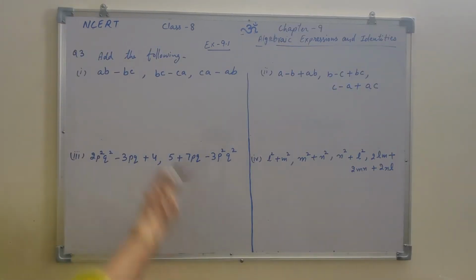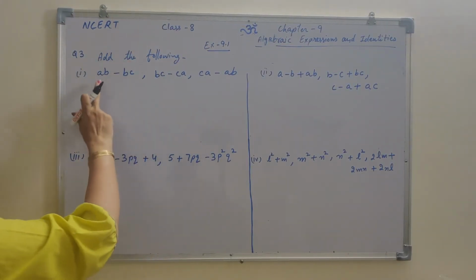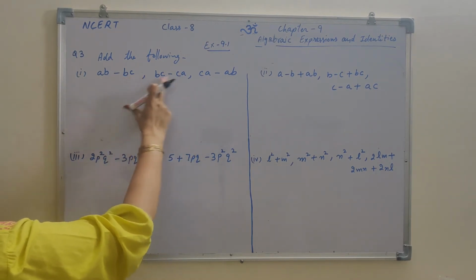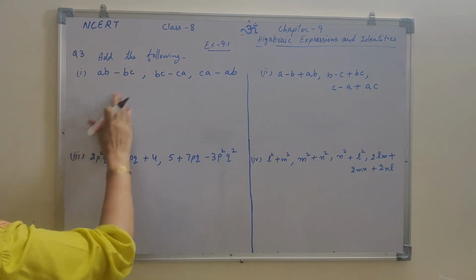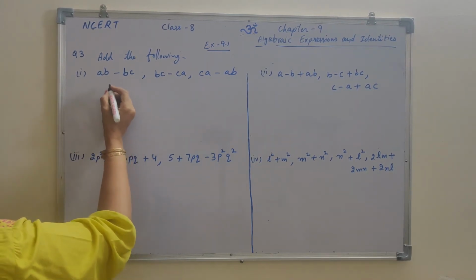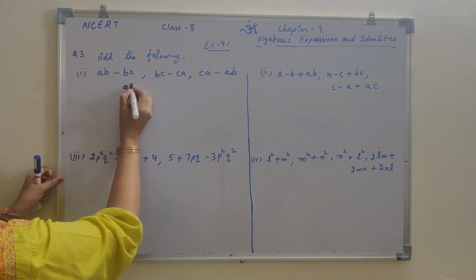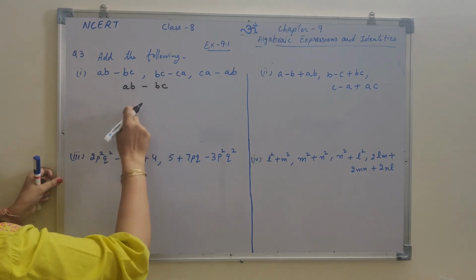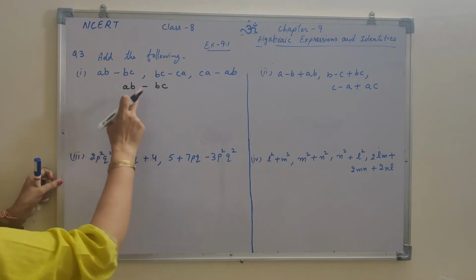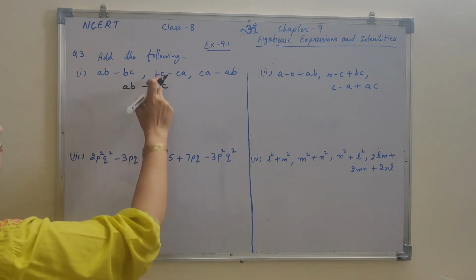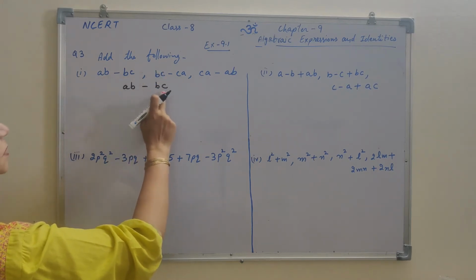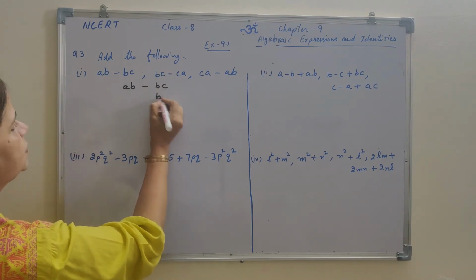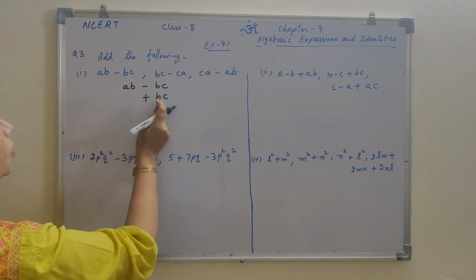Now our next question is add the following. Okay, and we have 3 expressions. All these 3 are binomials. So we are using the column method. That means we will write down the first expression, then write down the second expression below the first expression. But we have to keep in mind the variables which are the same. Like this is BC and this is BC. This BC will come below this variable BC, not below this.